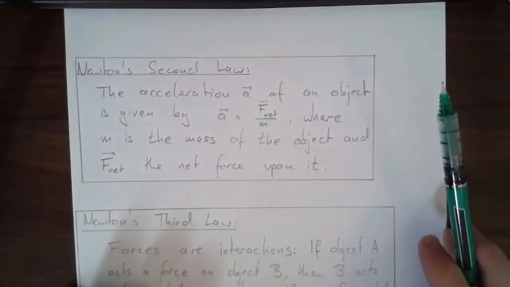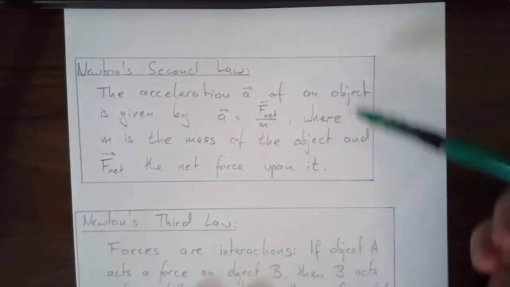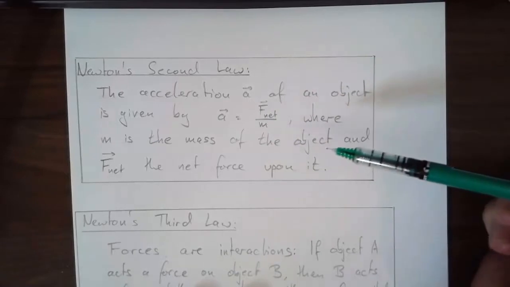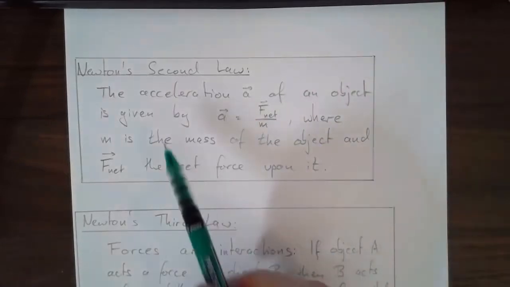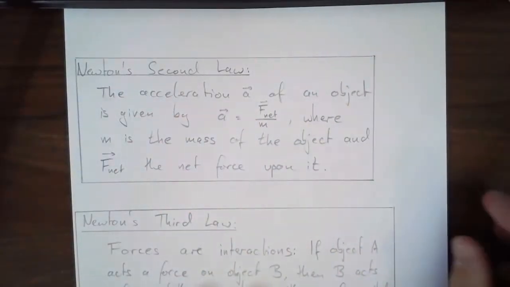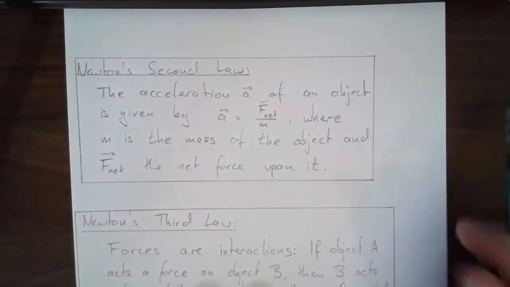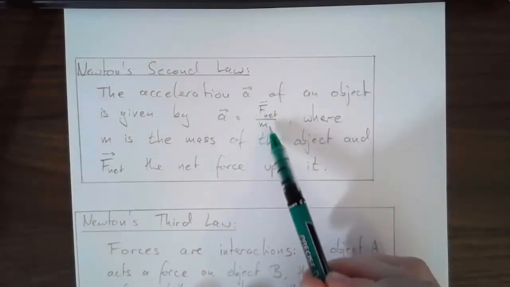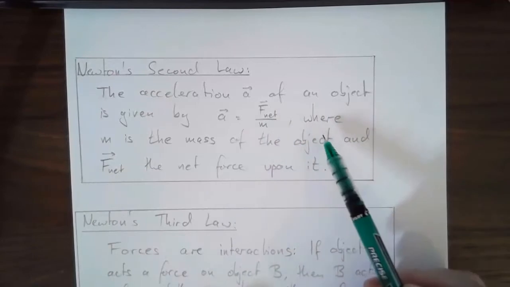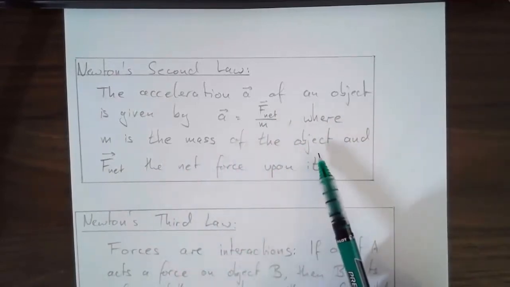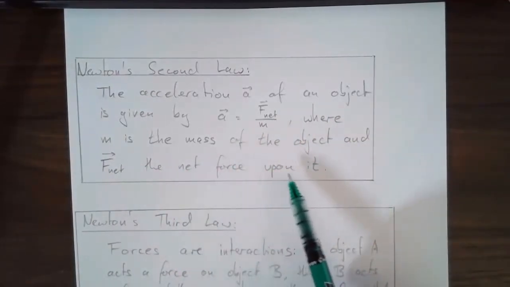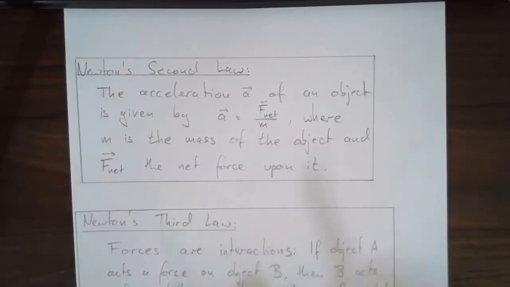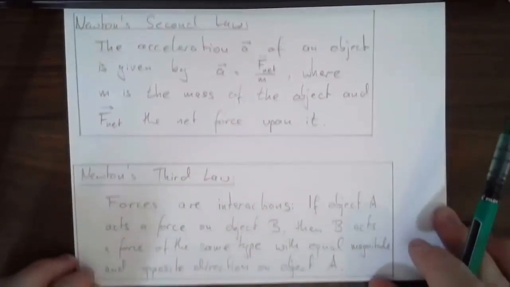The second law is the one we're going to be actively using the most. And it says this: the acceleration a of an object is given by a equals F net over m, where m is the mass of the object and F net is the net force upon it. So we now introduce the concept of mass. And again, I'll come back to that.